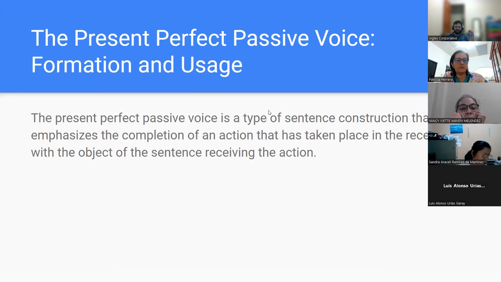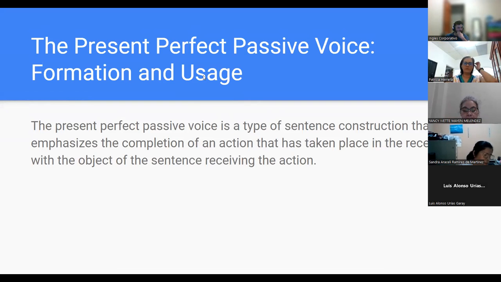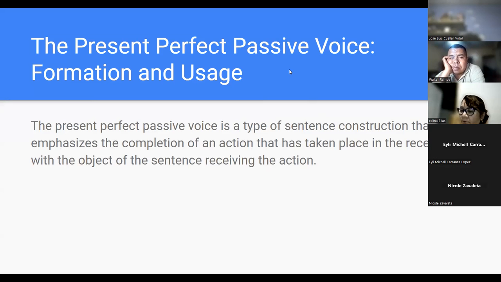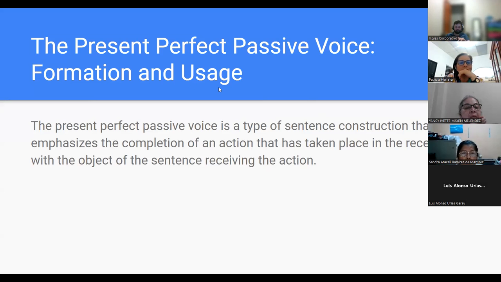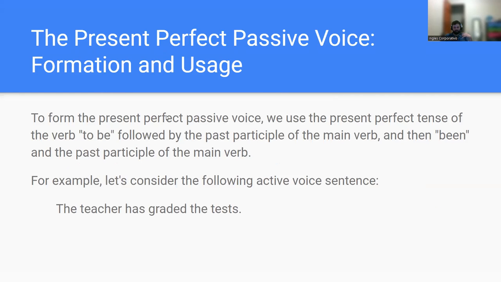So let's talk about present perfect passive voice, okay? This is one of the tenses that we have in the platform. So present perfect, who'd like to help me read? I will, teacher. Go ahead. The present perfect passive voice, formation and usage. The present perfect passive voice is a type of sentence construction that emphasizes the completion of an action that has taken place in the recent past, with the object of the sentence receiving the action. Very good. So again, it's the object of the sentence receiving the action. All right, so this is how this looks.